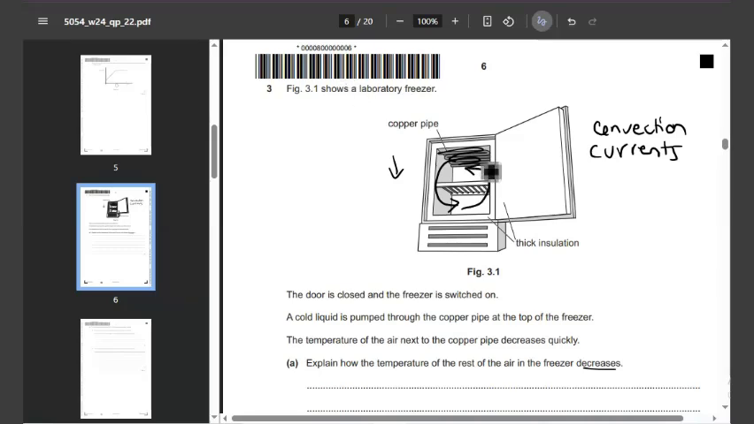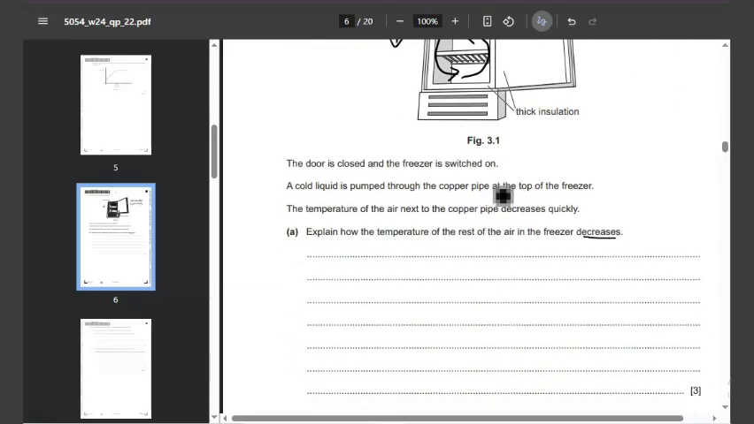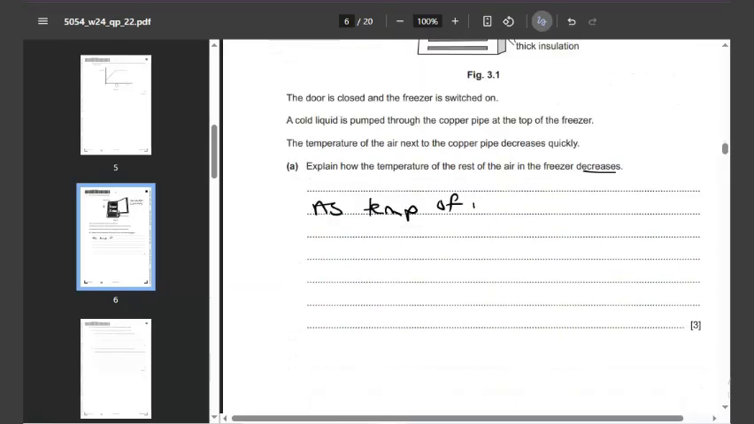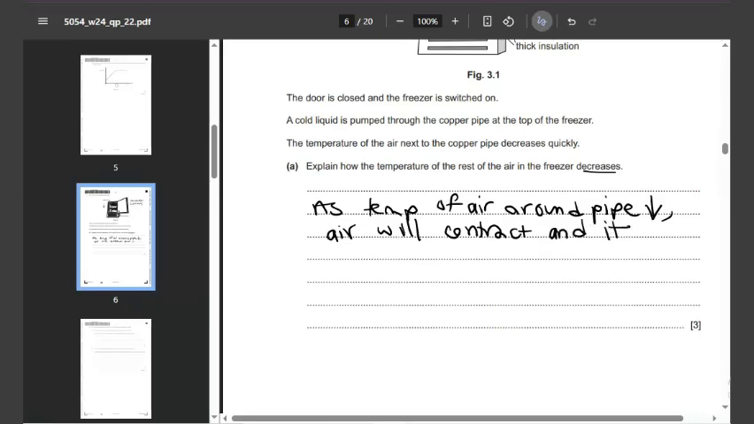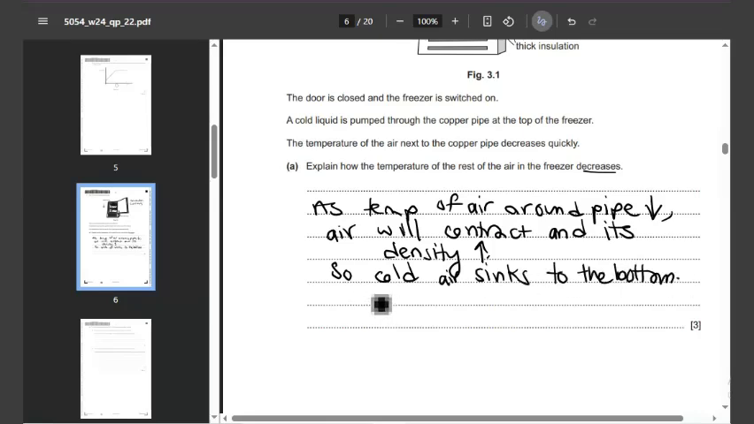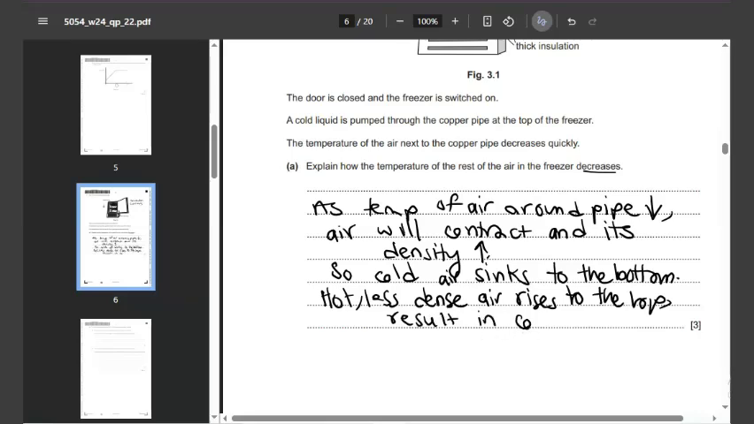So let's explain this here. As the temperature of air around the pipe decreases, the air will contract and its density will increase. So the cold air will sink to the bottom. The hot, less dense air will rise up to the top, and this will cause convection currents. And this is our answer.